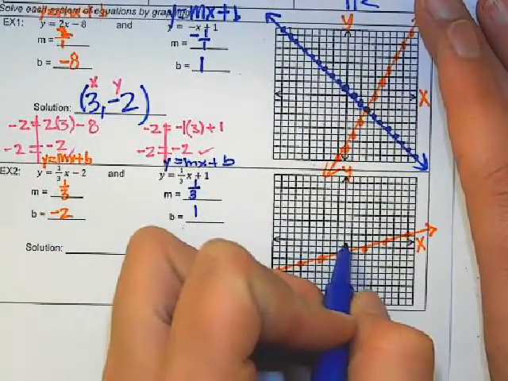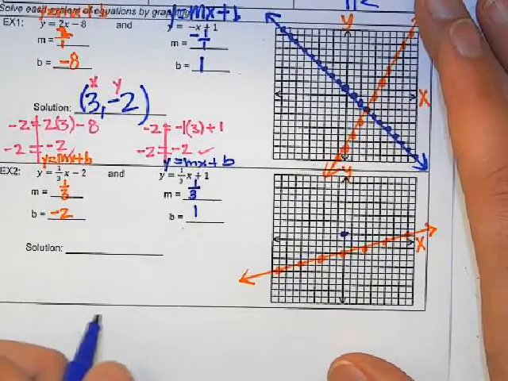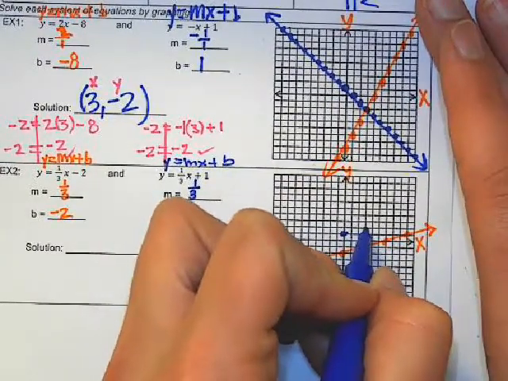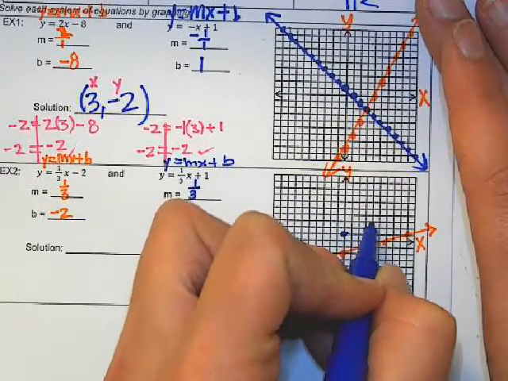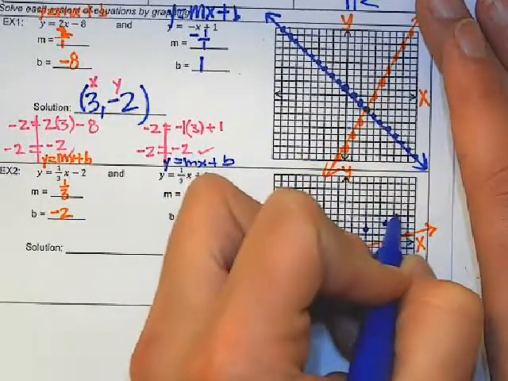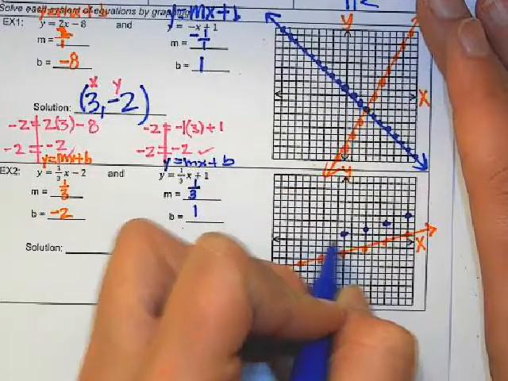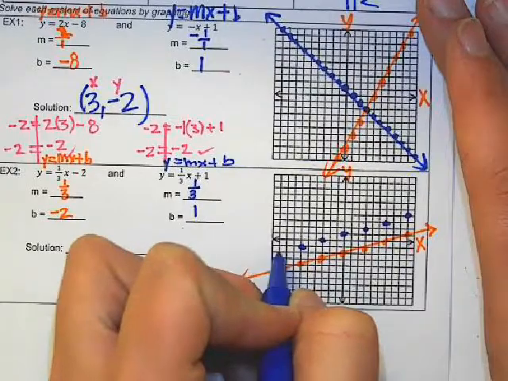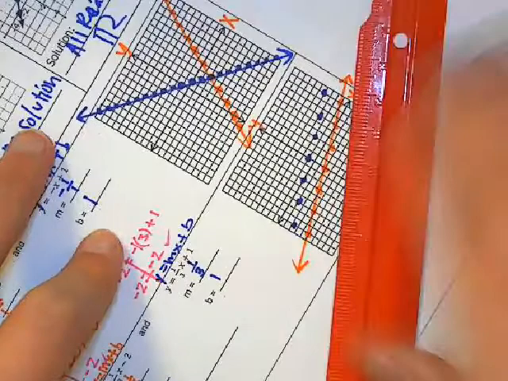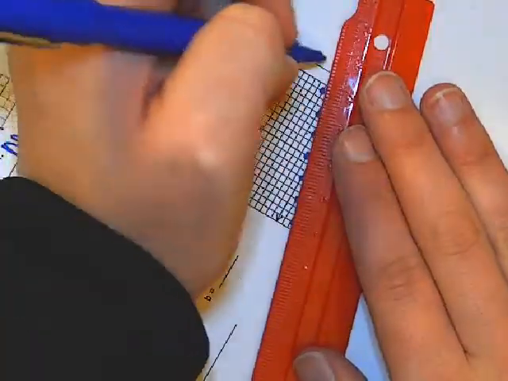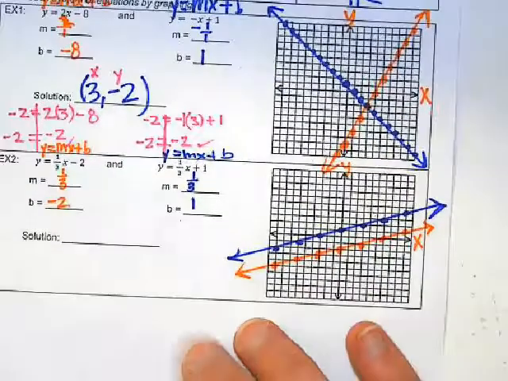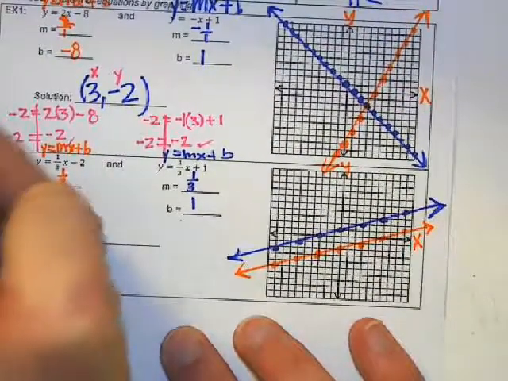So I'm going to start with b, up 1. And then my slope is positive 1 over 3. So up 1, right 1, 2, 3. Up 1, 1, 2, 3. And then the other way, 1, 2, 3. Draw my line. Okay, parallel lines have what type of solution? No solution.